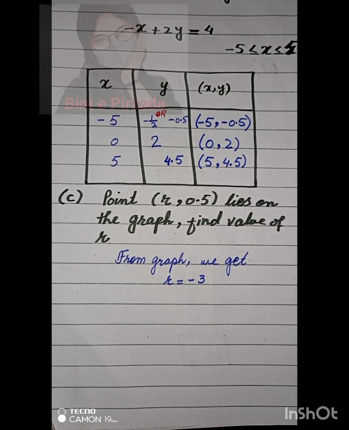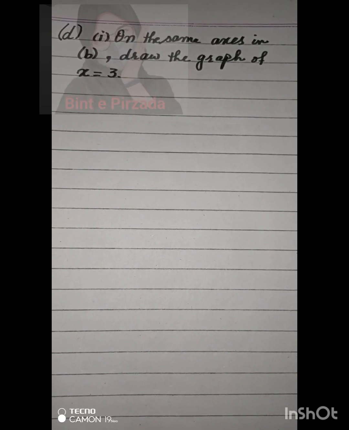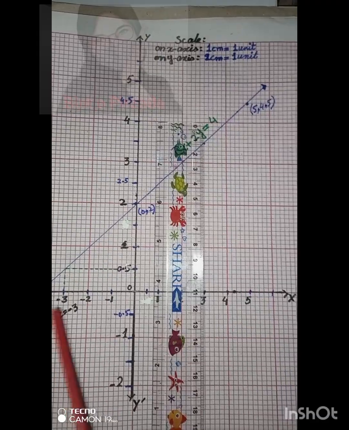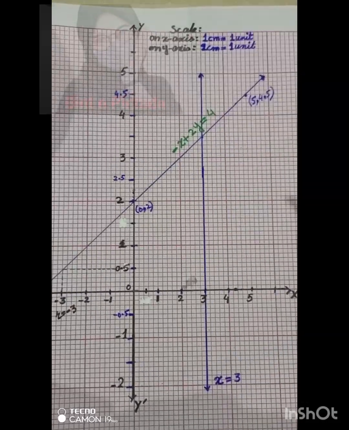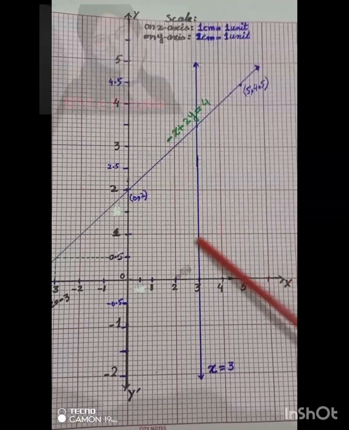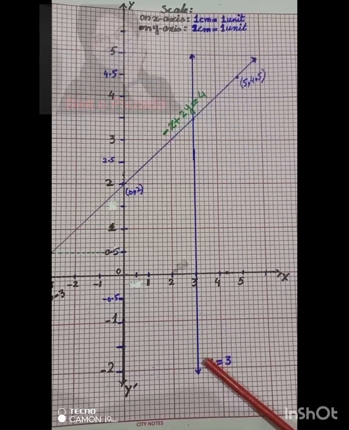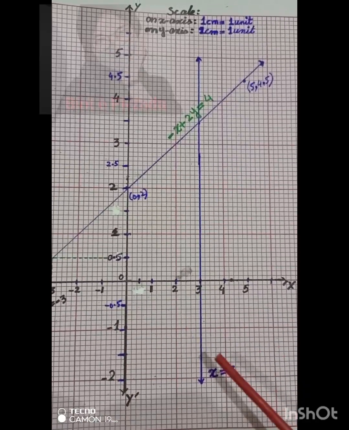Now we are going to start D part. The statement of D part is: on the same axes as in part B, draw the graph of x is equal to 3. हमें उसी ग्राफ में x is equal to 3 की line draw करनी है. So come on the graph. This is x-axis and this is the point 3 on x-axis. We will draw a vertical line here. So here is the graph of the equation x is equal to 3. This is a vertical line, parallel to the y-axis, right?